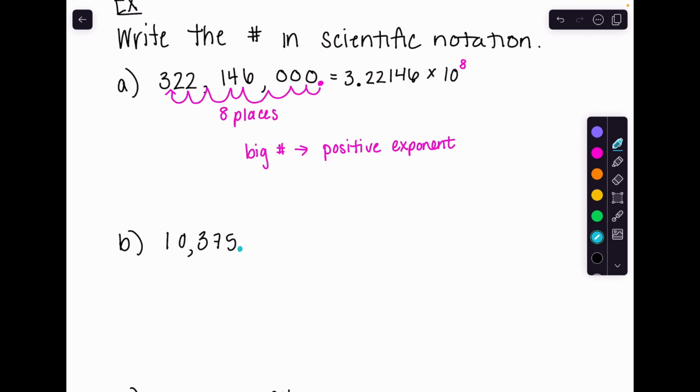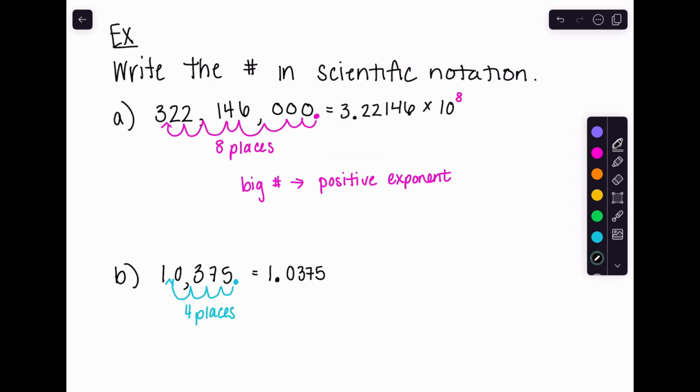Currently, the decimal sits here, it's 10,375. And I want to move it after my first non-zero number, which is this 1. So in this case, it's moving 4 places. So in scientific notation, I would put the decimal after this first non-zero number, and I copy everything down until I hit a trail of zeros or the end. So in this case now, we times this by 10, and my exponent is going to be positive 4 because it's a big number.